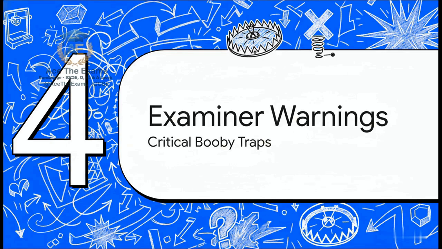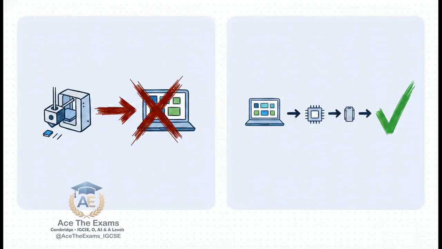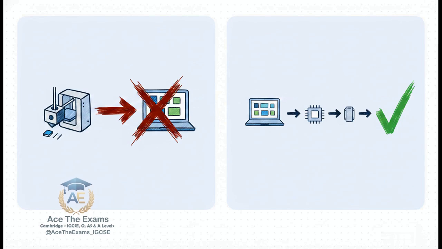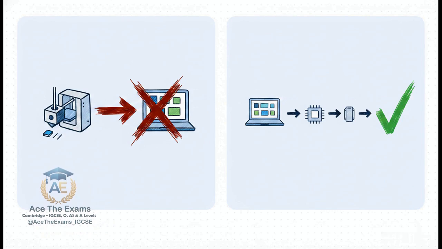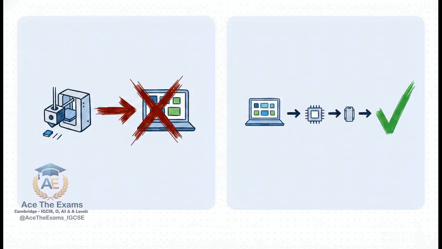Let's move into Section 4, Critical Examiner Warnings. It's time to talk about the booby traps. Now I'm putting on my examiner hat. We need to look at the absolute #1 mistake reported by principal examiners: confusing cause with effect. Students constantly mix up the correct sequence of operations. For example, writing that the physical movement of the printhead causes the binary signals to be generated.